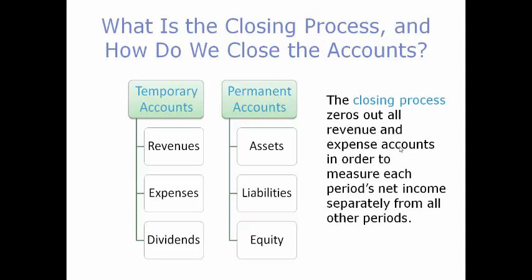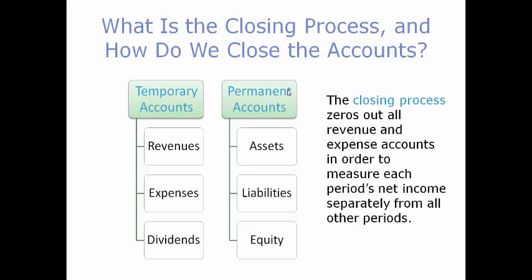Here we go. Temporary and permanent accounts. This is what we just talked about. Go back and look at your trial balance. The permanent accounts are what you own and what you owe and the difference. So assets, liabilities, and equity are your permanent accounts. Temporary accounts are revenues, expenses, and dividends. So we're going to close revenues, dividends, and expenses.